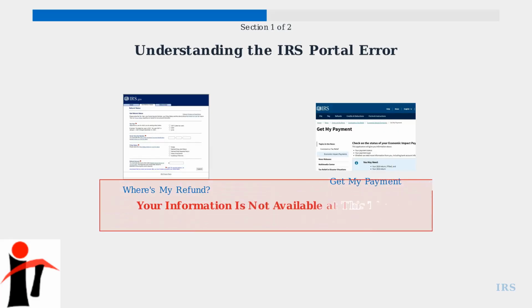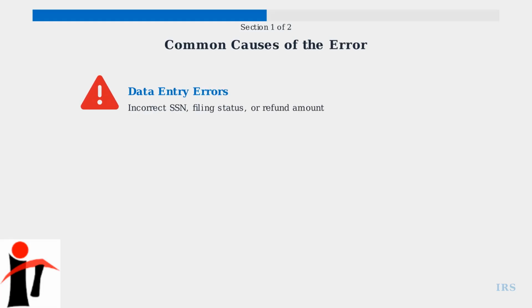When this error appears, it means the IRS system cannot locate your tax return or payment information for several possible reasons. Let's examine the main causes of this error and what each one means for taxpayers. The most common cause is data entry errors. This includes typing the wrong Social Security number, selecting an incorrect filing status, or entering the wrong refund amount.